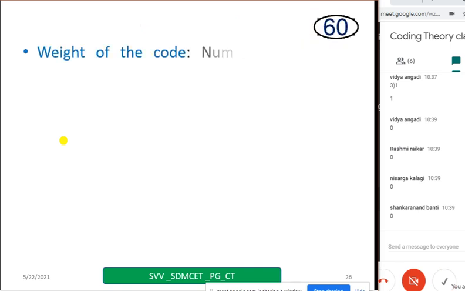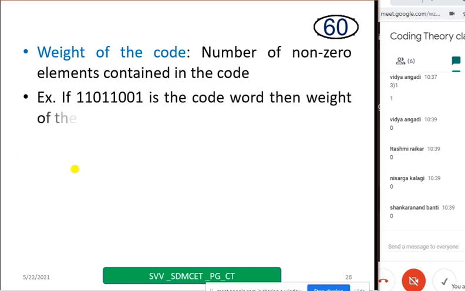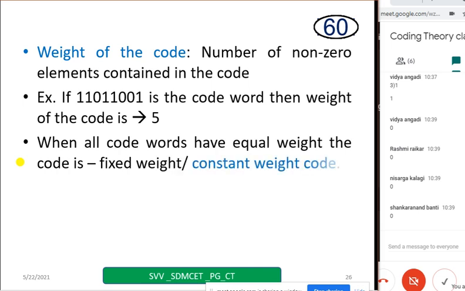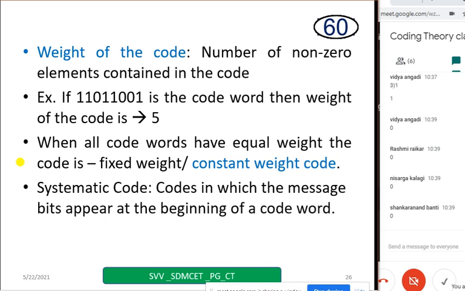Now, weight of the code is nothing but what? A number of non-zero elements contained in the code word. It is nothing but the number of ones only. In this example, the number of ones are 1, 2, 3, 4, 5. When all code words have equal weight, meaning the number of ones are the same in all the code words, then I can call that a constant weight code. And I can say systematic code when codes in which the message bits appear at the beginning of the code word. So this you copy down and try to understand.